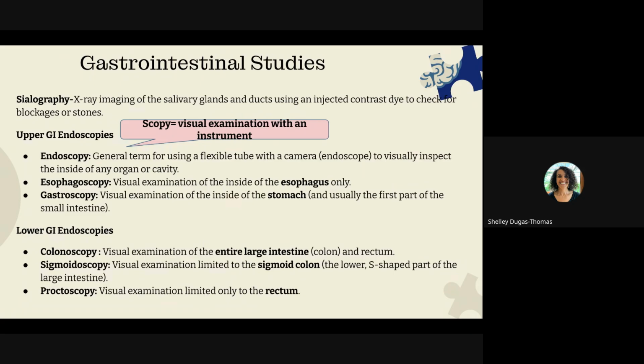The suffix scopy means visual examination with an instrument. The word root tells you exactly how far down the camera is traveling. So, endoscopy is the general term for using a flexible tube with a camera, an endoscope, to visually inspect the inside of any organ or cavity. So you see this scope can be used to study the esophagus, stomach, colon, and also the rectum area.